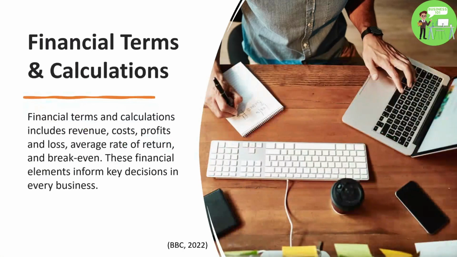Today we're going to be going over some financial terms and calculations for GCSE AQA. Financial terms and calculations include revenue, costs, profits and loss, average rate of return, and break even. These financial elements inform key decisions in every business. Now I'm going to give average rate of return and break even their own videos, so they won't be in this one more specifically than that.